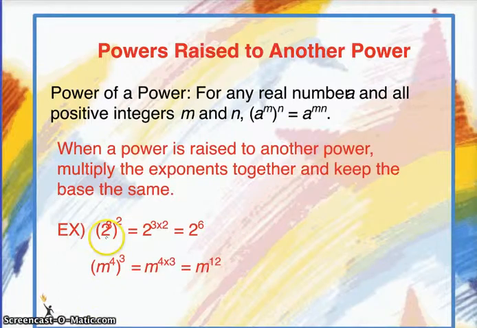Here's a couple of examples. In this first example, you have 2 to the third power, and all that is raised to the second power. So essentially, you have one base of 2, and you are raising 2 to the third power to the second power. You just multiply, and you get 2 to the sixth power. Here's an example using a variable m. You have m to the fourth power raised to the third power. One base m, but now you would multiply the 4 and the 3 together to get m to the 12th.